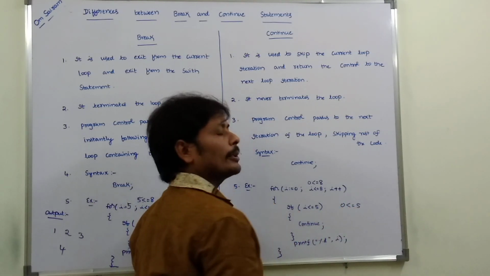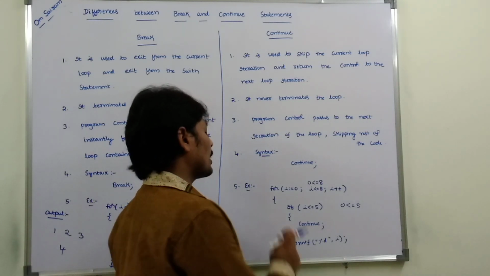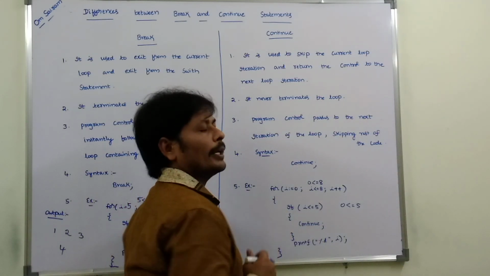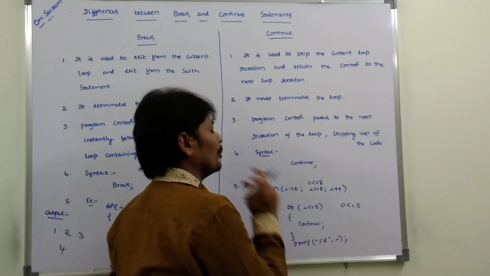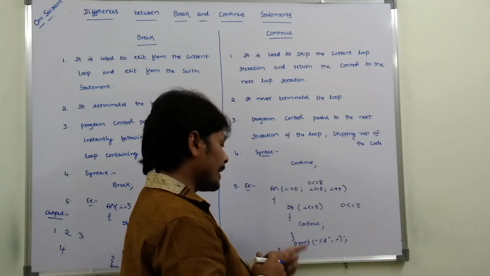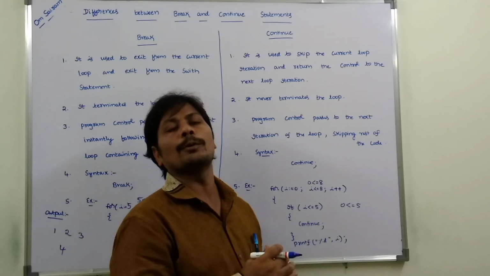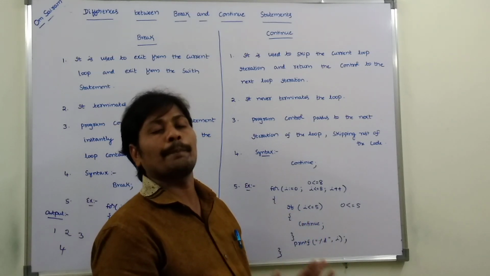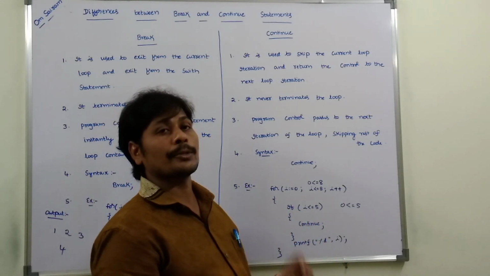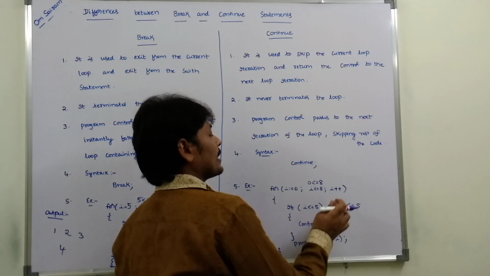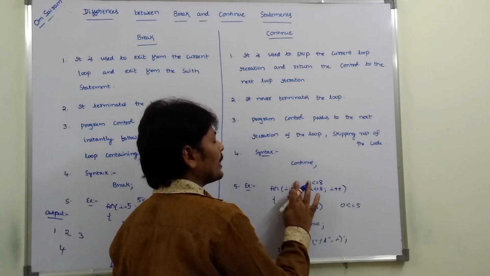0 less than or equal to 5. Condition true. The control goes to the body of the if block. So continue: whatever the statements after the continue, the statements are skipped. Then the control passes to the next iteration.